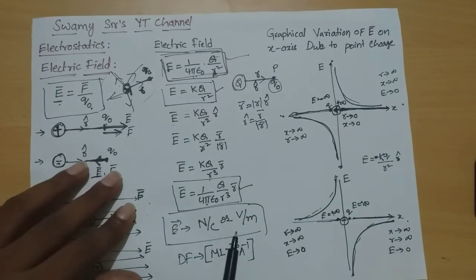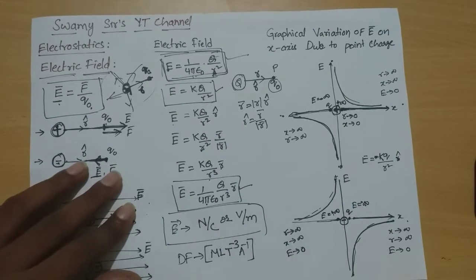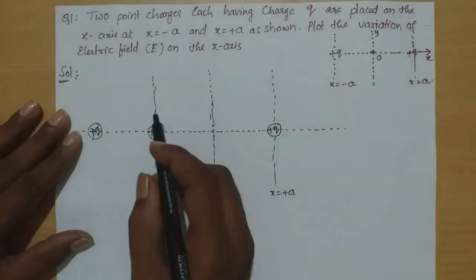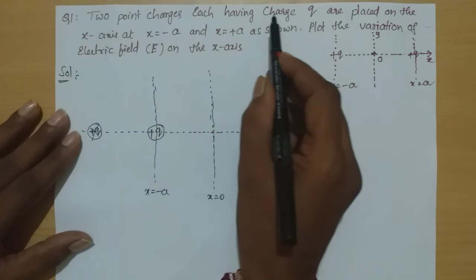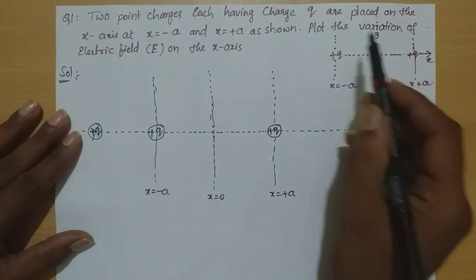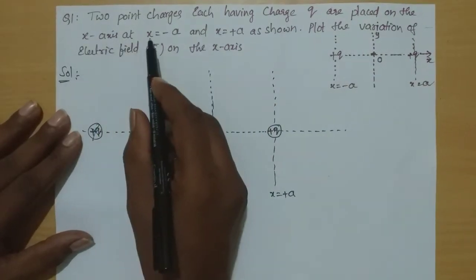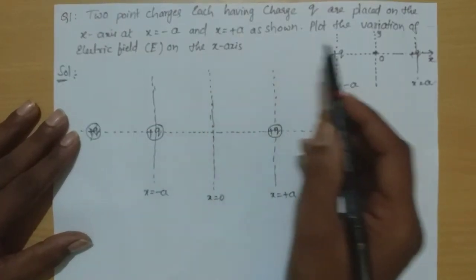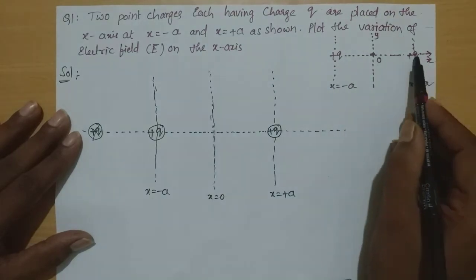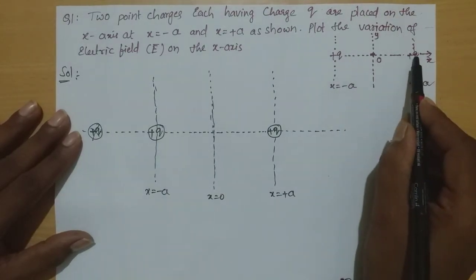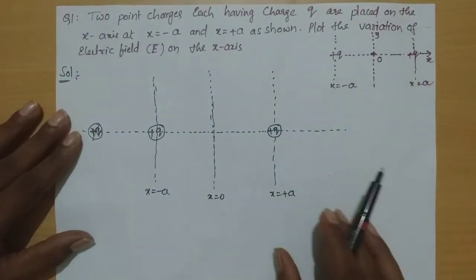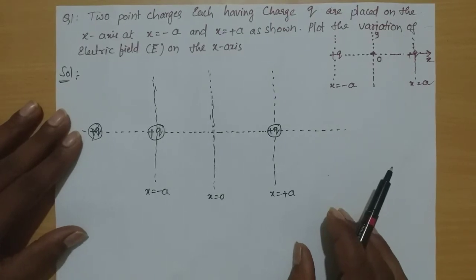These graphs are very important. Concentrate on these graphs. Okay, see the first question on electric field. Two point charges, each having charge plus q, as in the given diagram, are placed on the x-axis at x equal to minus a and x equal to plus a. This is the origin. Plot the variation of electric field on the x-axis.